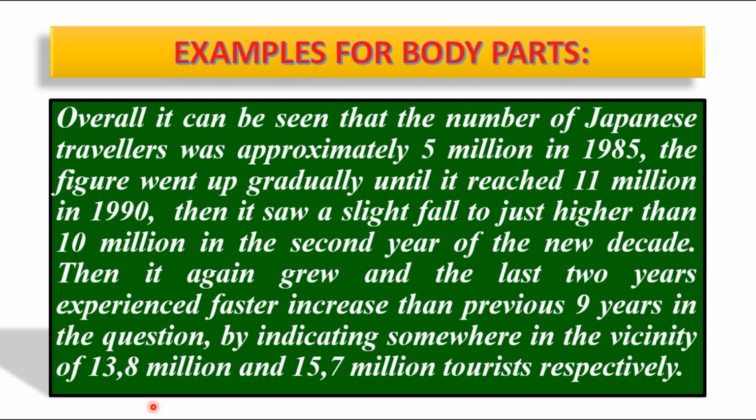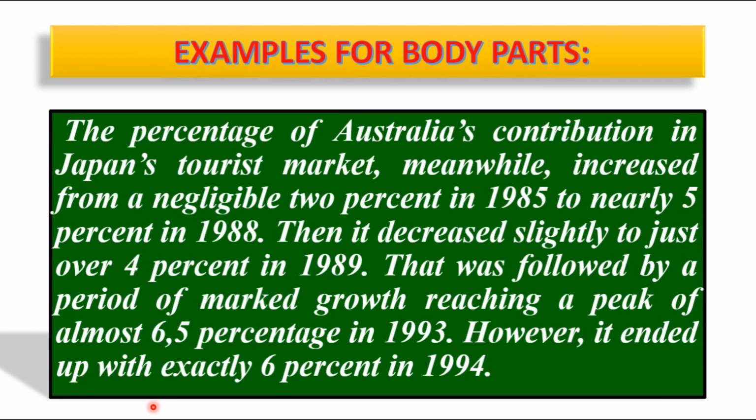Let's turn to the second body part, and it is for the line graph. The percentage of Australia's contribution in Japan's tourist market meanwhile increased from a negligible 2% in 1985 to nearly 5% in 1988.